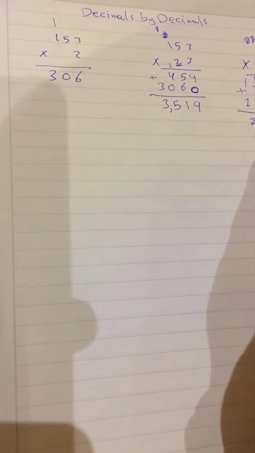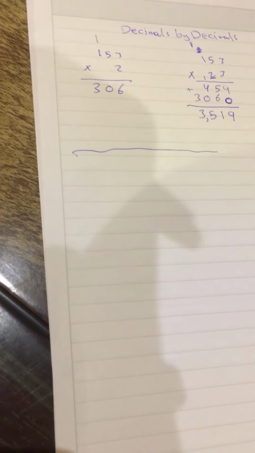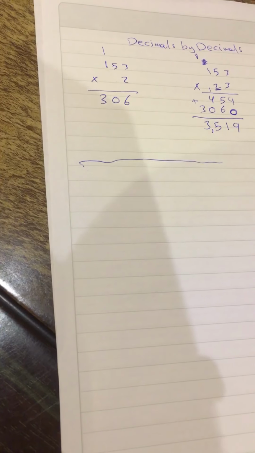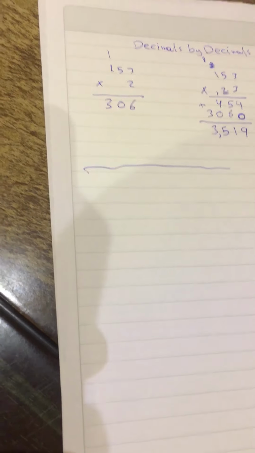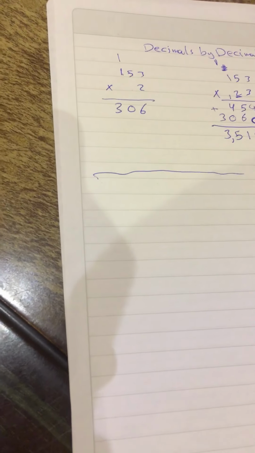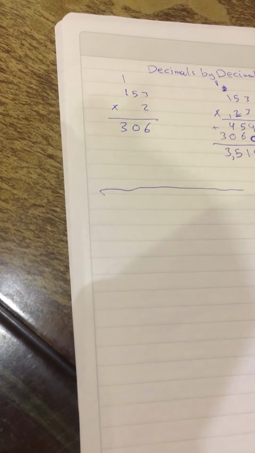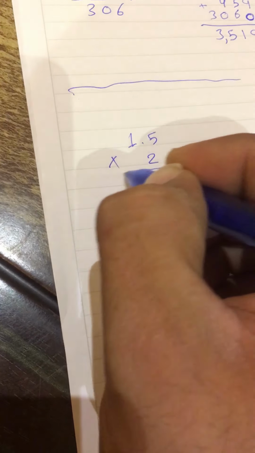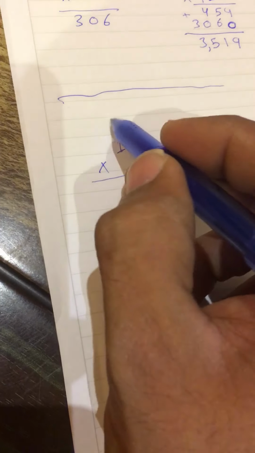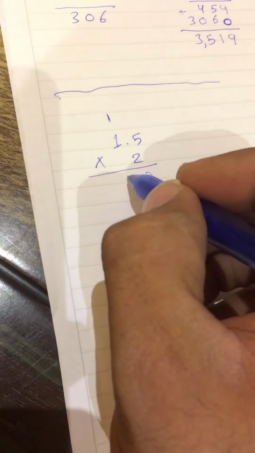So the lesson today is talking about the same thing as what I explained yesterday. We have to multiply decimal by decimal. We have to count how many decimal places we have in both factors, or how many digits to the right of the decimal point. For example, 1.5 times 2. 2 times 5 is 10. 2 times 1, 2 plus 1, 3.